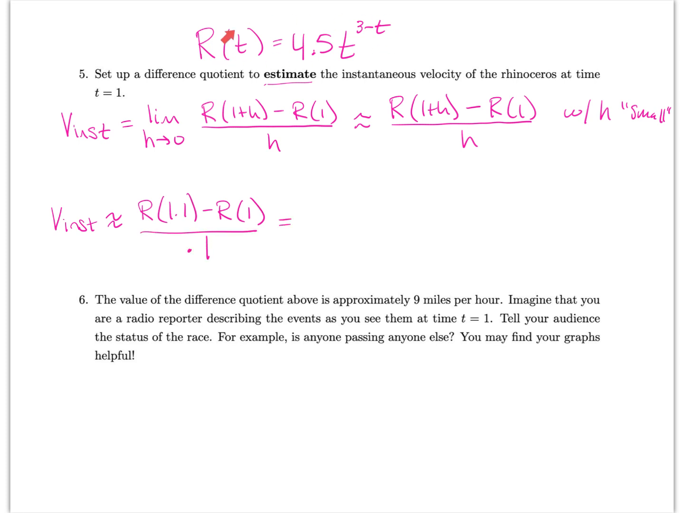And then I do have a formula for r of t, so I can calculate r of 1.1 and r of 1. I just put 1.1 in for all my t's, and 1 in for all my t's, and finish this calculation. So r of 1.1 is going to be 4.5 times 1.1 cubed minus 1.1, minus, if I plug in a 1 for t, I get 4.5. And that's all over 0.1, which comes out to, if we just use a calculator, 9 miles per hour.